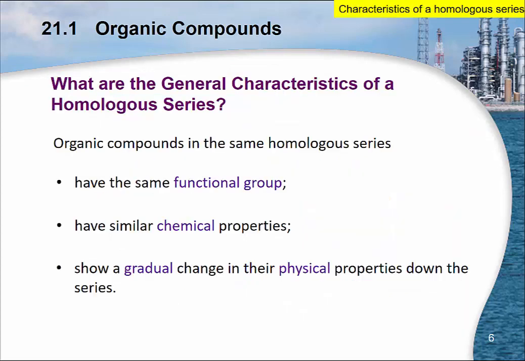Now, what are the general characteristics of a homologous series? Within a homologous series, they all have the same functional group. Because of the same functional group, they all have similar chemical properties or similar reactions. However, they have gradual change in their physical properties down the series. For example, the melting point, boiling point, density, and so on.